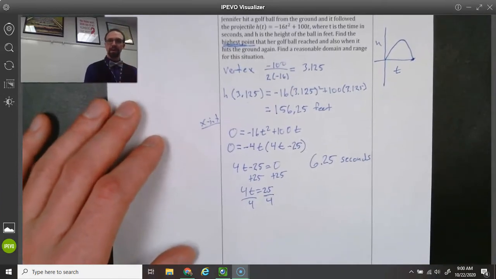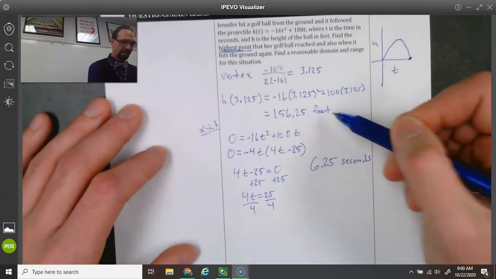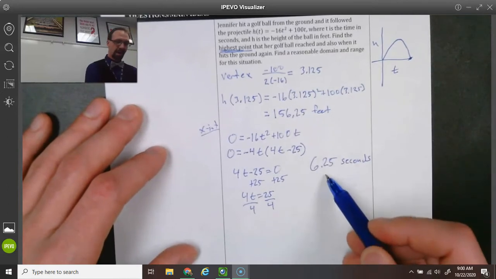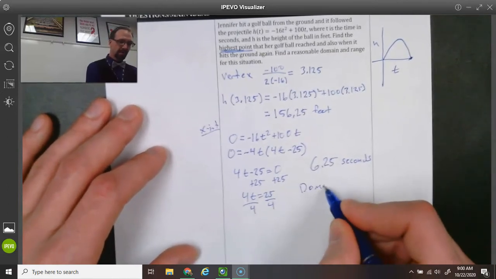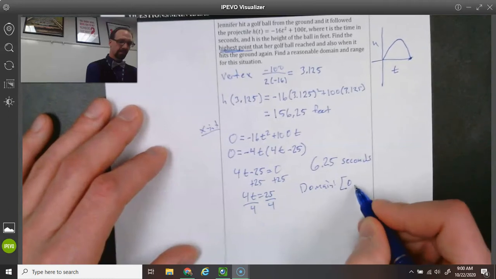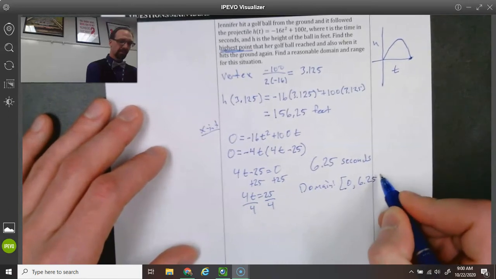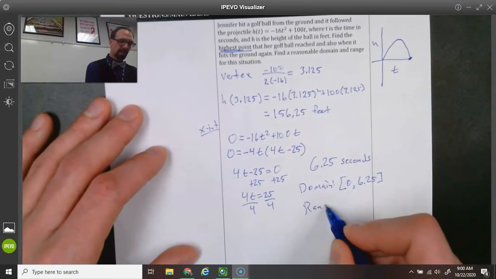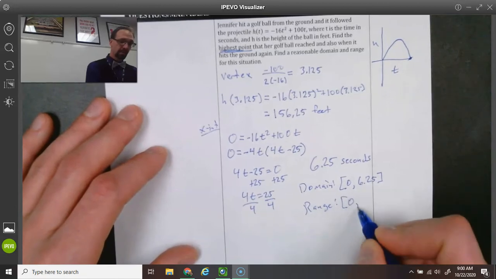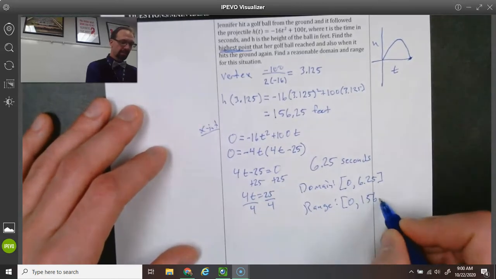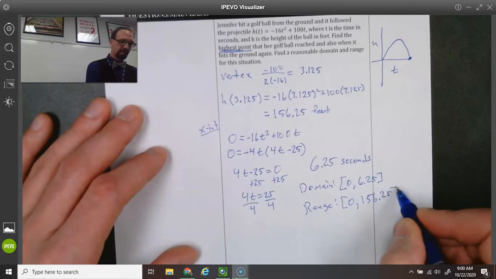Find a reasonable domain and range. Well, you know the height maximum. You know the time maximum. So the domain is going to be from 0 to 6.25 seconds. And your range is going to be from 0 to 156.25 feet.